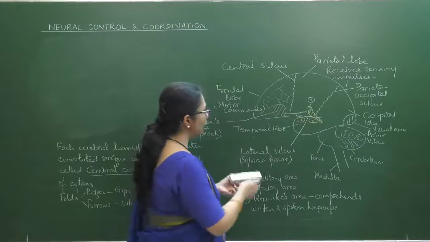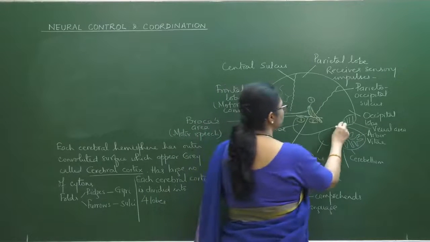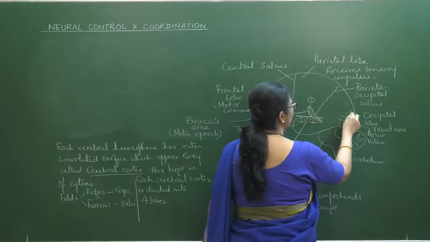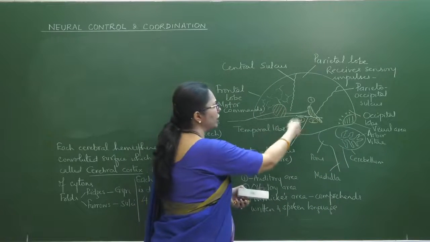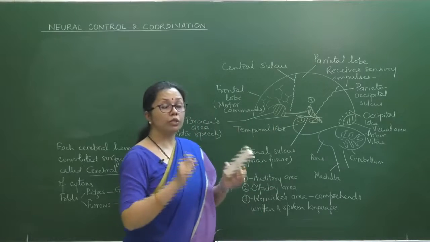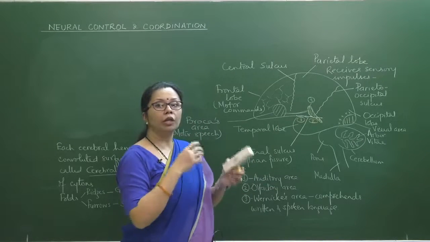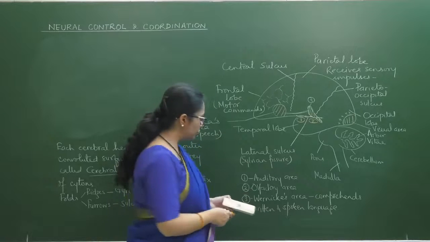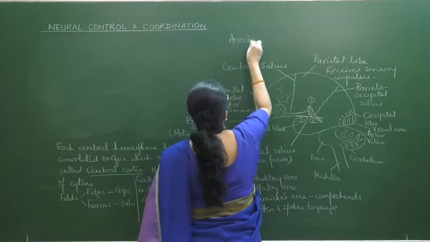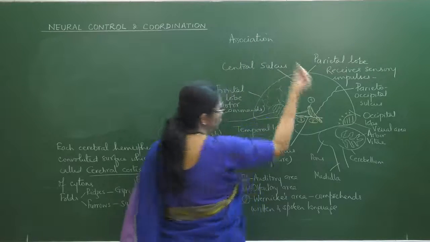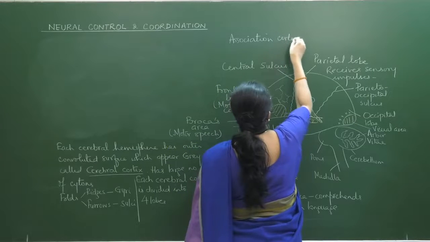So maximum, like suppose here I have made a visual area. Around this visual area there would be some area here which is called the visual association area. Same way around the auditory area, everywhere, the maximum part of our cerebral cortex is actually contributed by the association areas. So we can just mention this one also, association cortex, areas or cortex, that's one and the same thing.